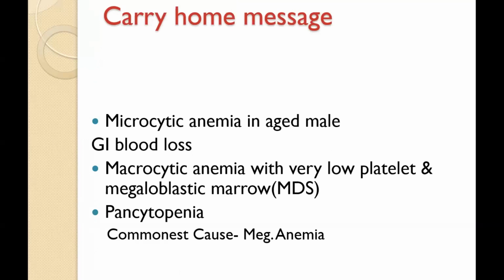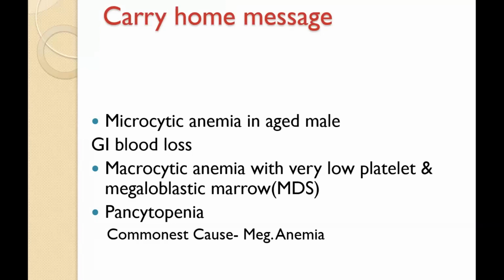If we are finding microcytic anemia in an aged male and the iron profile is suggestive of iron deficiency, don't jump to the conclusion that this is a nutritional deficiency. It may be because of GI blood loss. We have to look for some cause in the GIT. Maybe simple, some hemorrhoids, or it may be some bleeding ulcer due to malignancy.